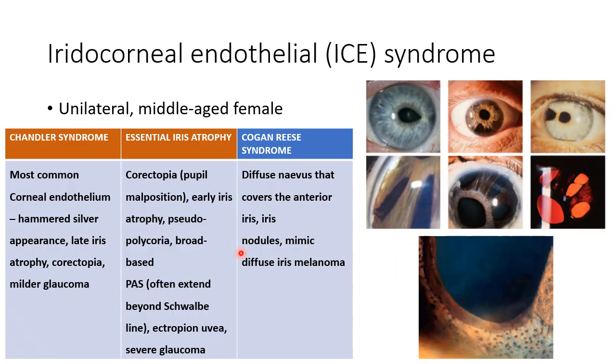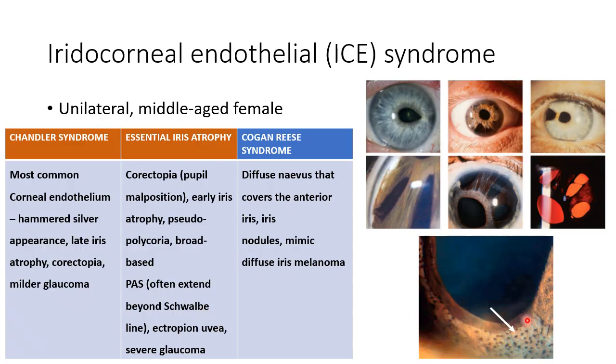You see this and this. That's your pseudopolycoria. Broad-based PAS. This is a broad-based PAS. You see, there are peripheral anterior synechiae and they are broad. Unlike the ones you saw in the previous slides, they were very small, sawtooth. This one is a broad base, very suggestive of essential iris atrophy.